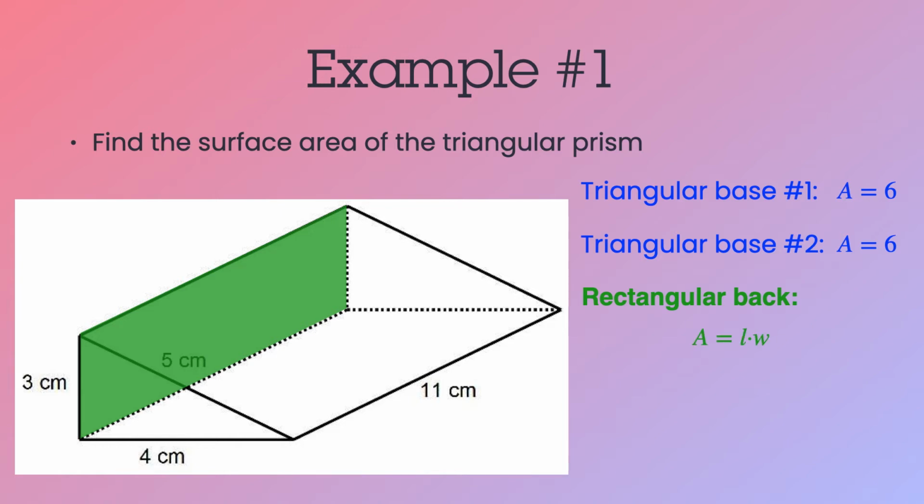But even if it were a parallelogram, we find the area in very similar ways. So we'll use length times width on this rectangle. The length is 5 centimeters and the width is 3. Plug those numbers in and we get an area of 15 square centimeters. Now we have a lot more to do still.